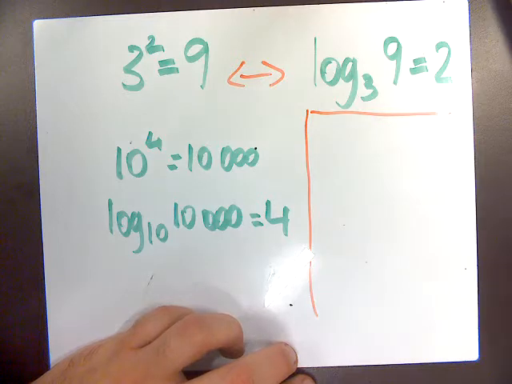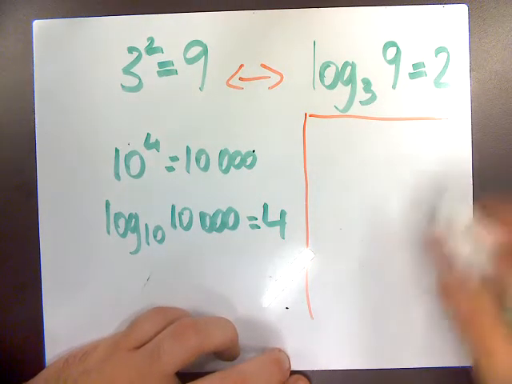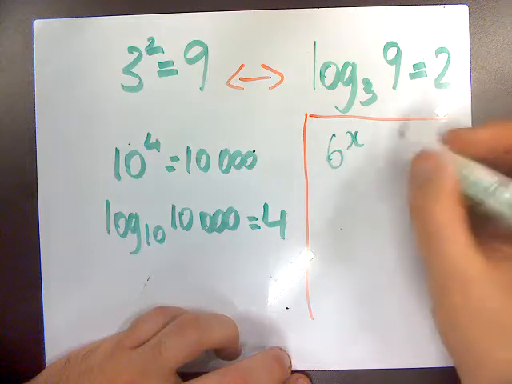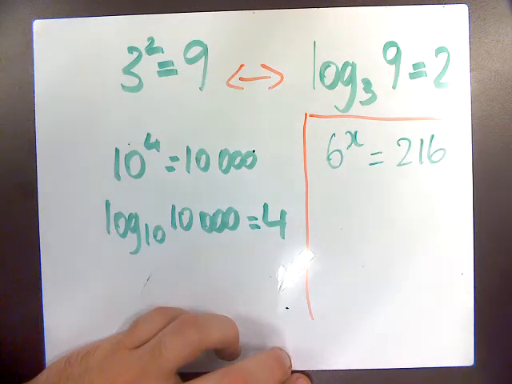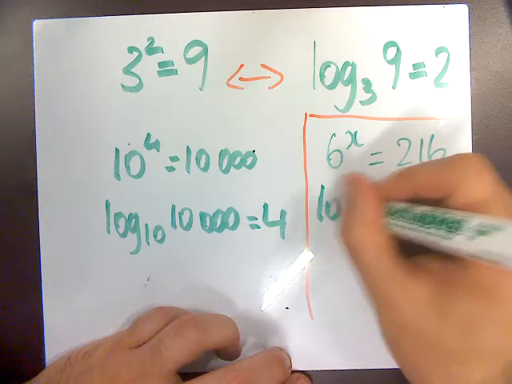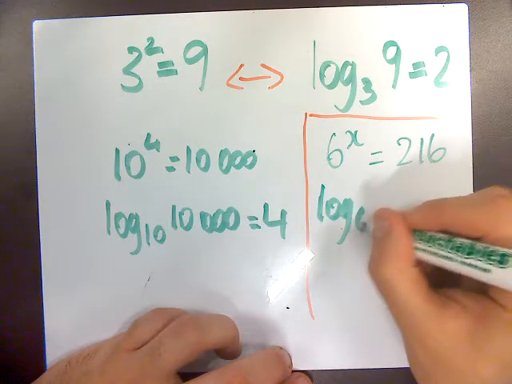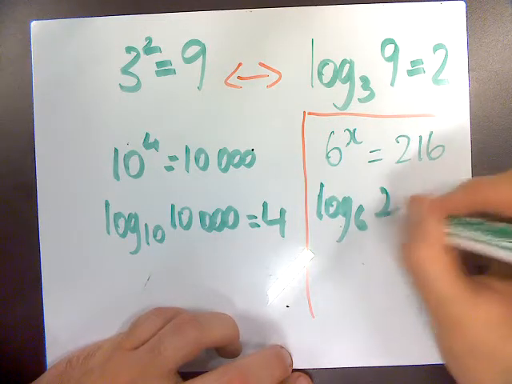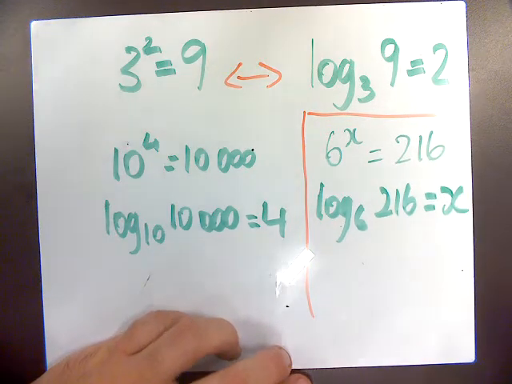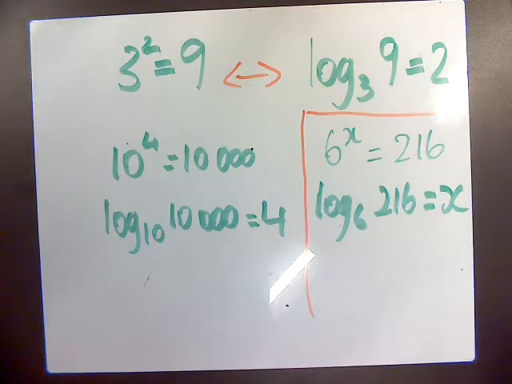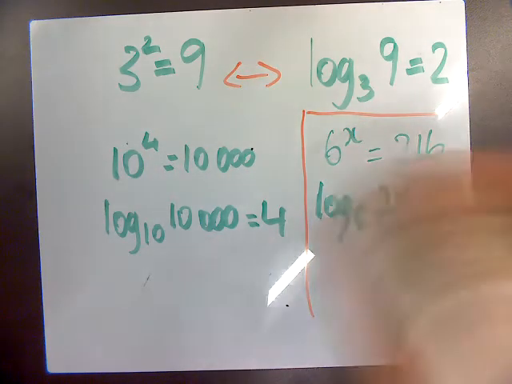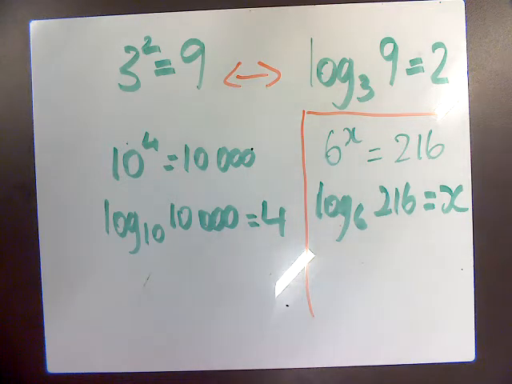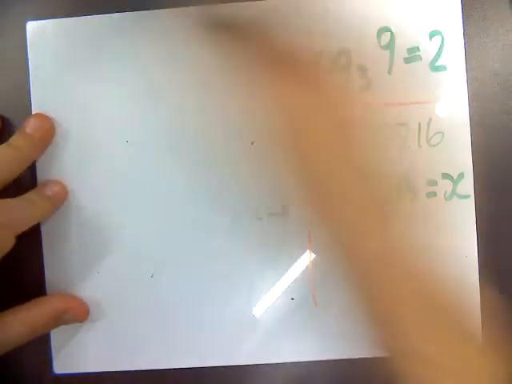Let's say I had 6 to the power of x equals 216. Well, again, I write log to represent logarithm. I've got base 6 here, of 216 equals x. So that's converted from index form to logarithm form. Pretty straightforward process. We'll look at going one step further and actually solving that a bit later on, but it's a pretty straightforward kind of process.